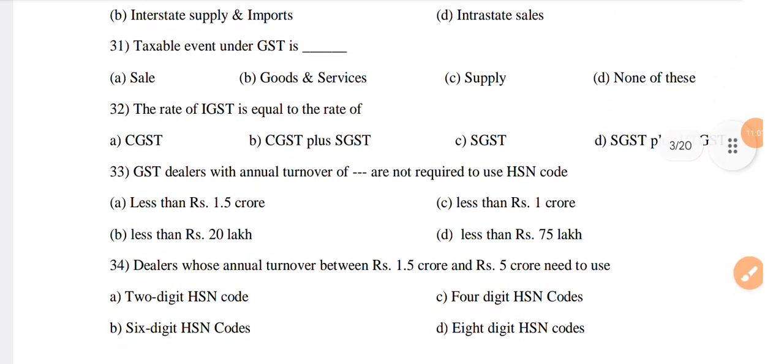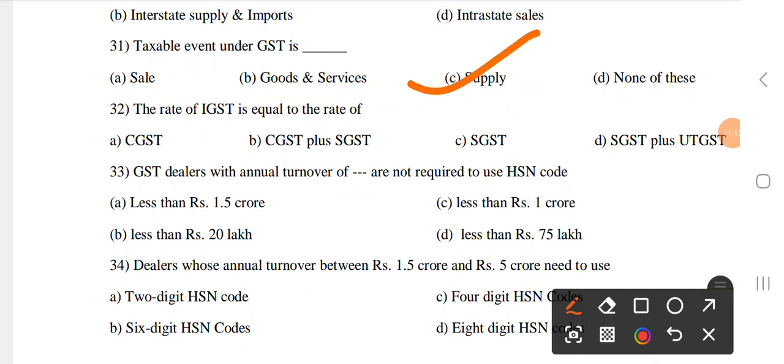Next question. Taxable event under GST is dash. Option A sale, B goods and services, C supply, and D none of this. The correct option is C supply.